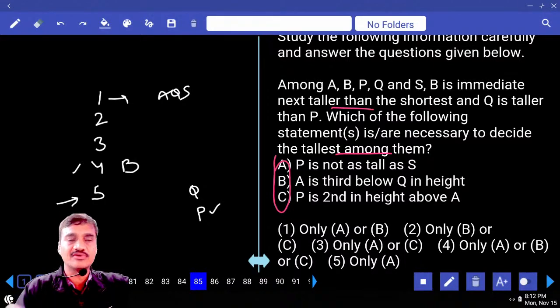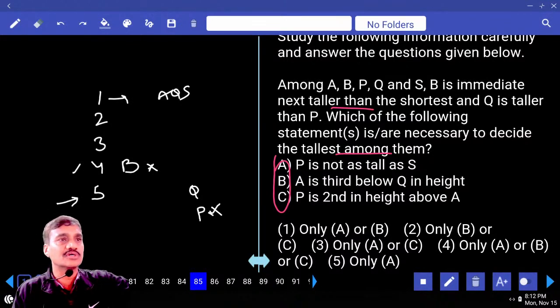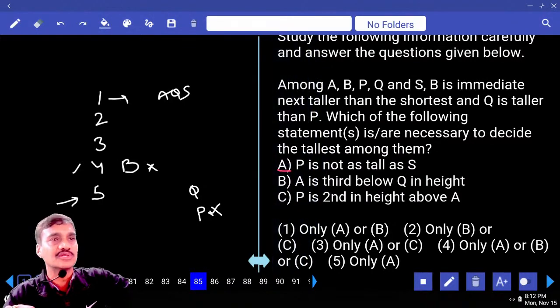ఎందుకు చెప్పండి? P అనేవాడు Q కన్నా పొట్టివాడు, అండ్ B అనేవాడు 4th పొజిషన్, కనుక P and B మనకి టాలెస్ట్ అయ్యే ఛాన్స్ లేదు అని అంటున్నాం. క్లియర్? వీళ్ళిద్దరు మనకి టాలెస్ట్ లేరు. నెక్స్ట్ వన్ కమింగ్ టు దిస్, P is not as tall as S. దీంతో మనకేమైనా ఆన్సర్ వస్తుందా? మనకి వితౌట్ యూజింగ్ ఇన్ఫర్మేషన్ 1 ఇది వాడకన్నా మనకి ఆ విషయం తెలుసు. P is not as tall as S, isn't it?